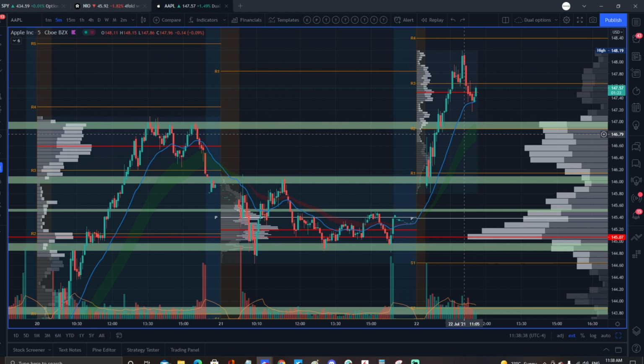So this is the way I do it. This is the way I combine my indicators. And those are the exact steps that I like to use.